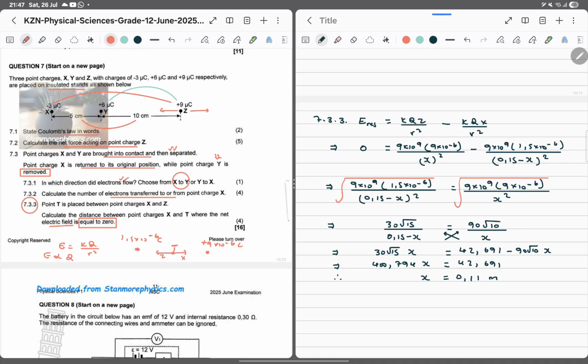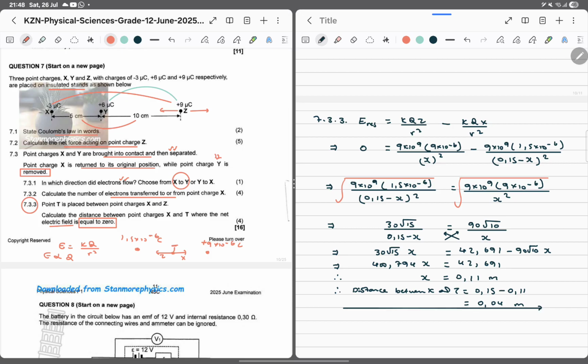So if the distance between Z and T was x, we can say therefore the distance between x and T is going to be 0,15 minus 0,11, which is equal to 0,15 minus 0,11. So this is 0,04 meters.